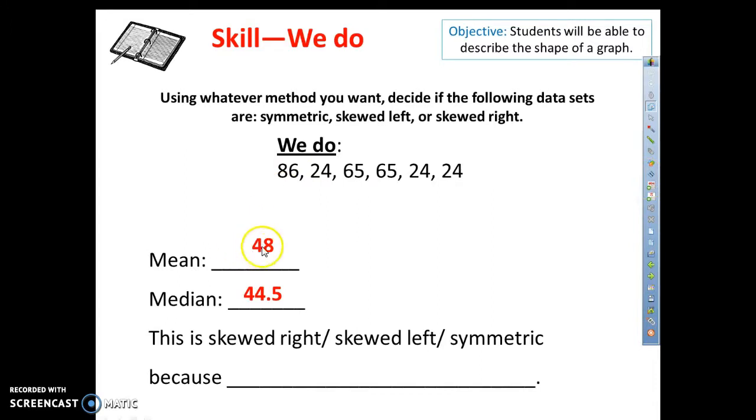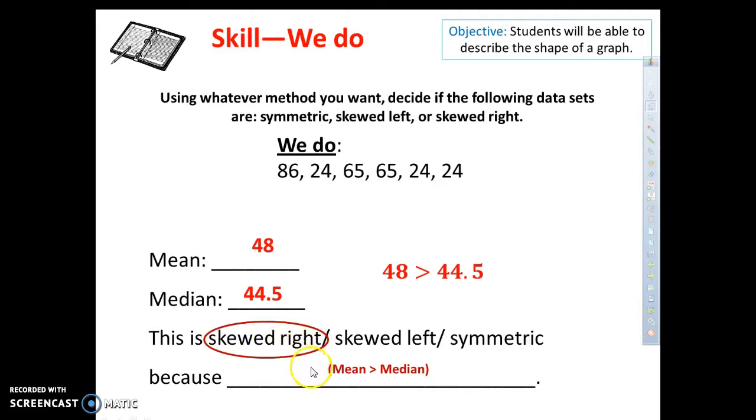So since my mean is greater than my median, the mean is on the right side of my median, I know this is skewed right. And here's our justification. This is skewed right because the mean is greater than the median.